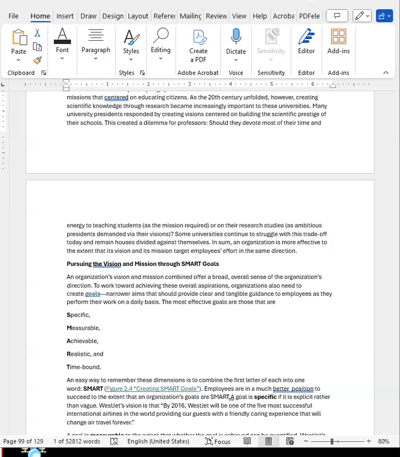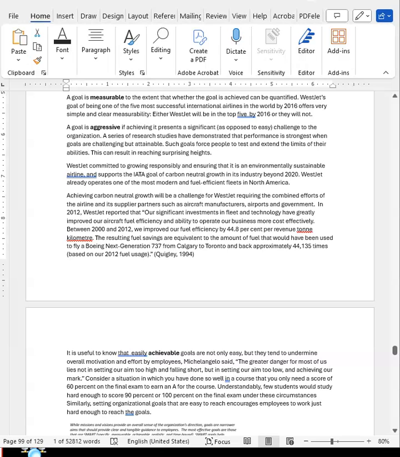WestJet's vision is that, by 2016, WestJet will be one of the 5 most successful international airlines in the world, providing our guests with a friendly, caring experience that will change air travel forever. A goal is measurable to the extent that whether the goal is achieved can be quantified. WestJet's goal of being one of the 5 most successful international airlines in the world by 2016 offers very simple and clear measurability. Either WestJet will be in the top 5 by 2016 or they will not.